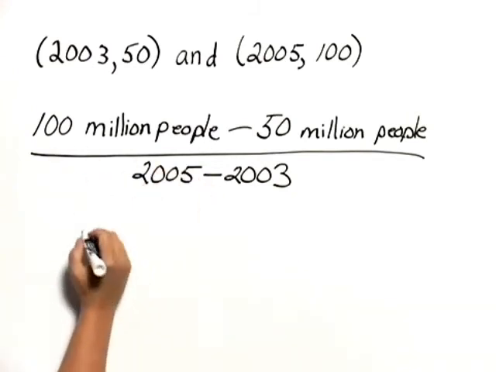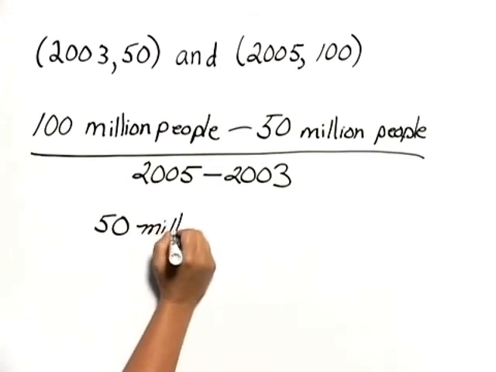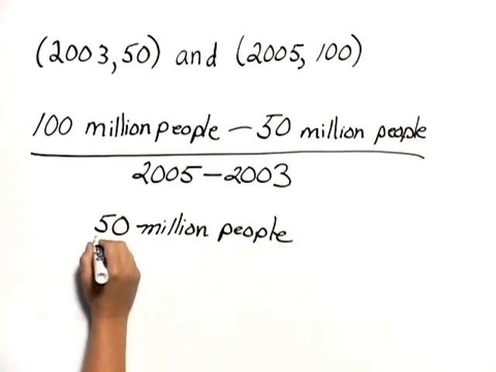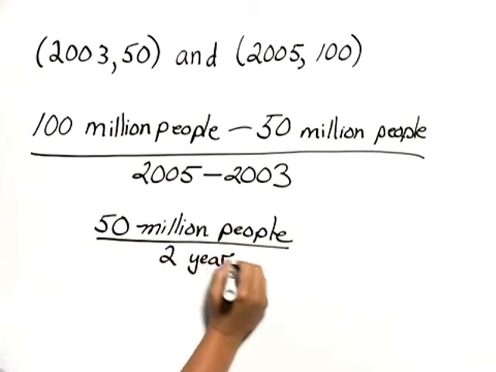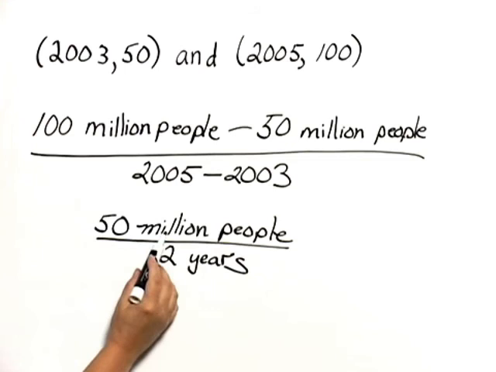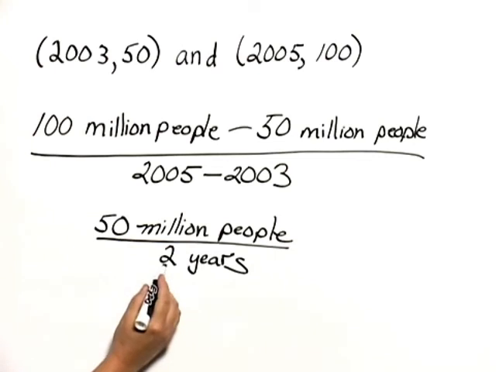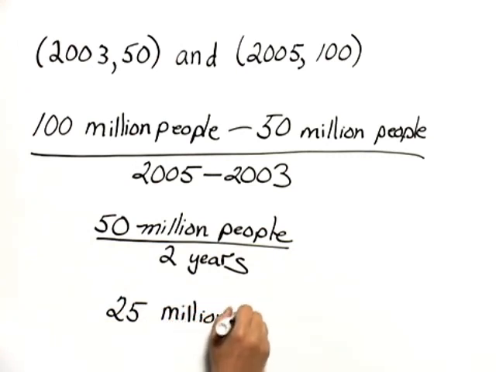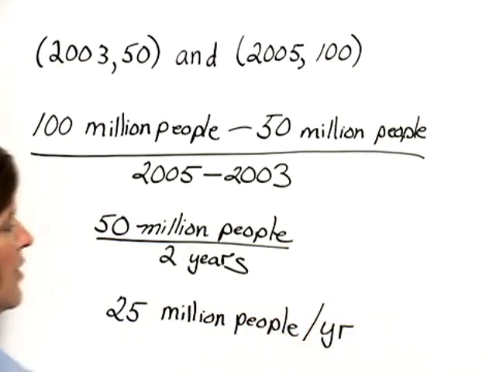If we subtract in the numerator, we get 50 million people. That's 100 minus 50. 50 million people in 2005 minus 2003 is 2 years. And our units are then going to be millions of people per year. Well, let's simplify. We have 50 divided by 2 is 25. So that gives us 25 million people per year. And that's the rate of change for this graph.